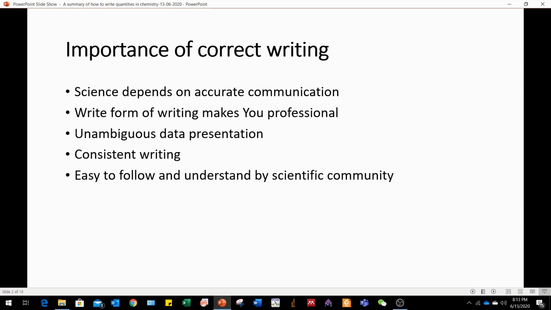Moreover, it will reflect that your writing is professional and according to the scientific community standards. Your data presentation will be clear and easy to understand, easy to follow by the layman as well as by the scientific community. Similarly, there must be consistency and a flow in your writing so that people can understand the main aim of your project and what the findings of that project are.